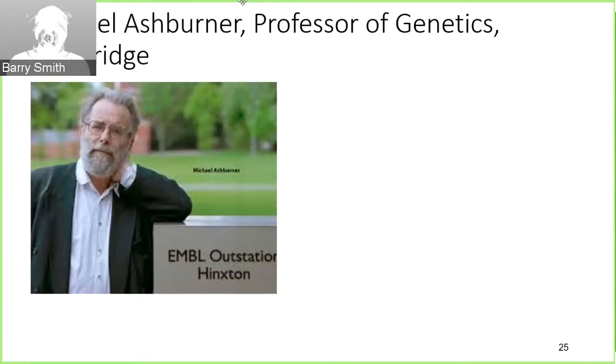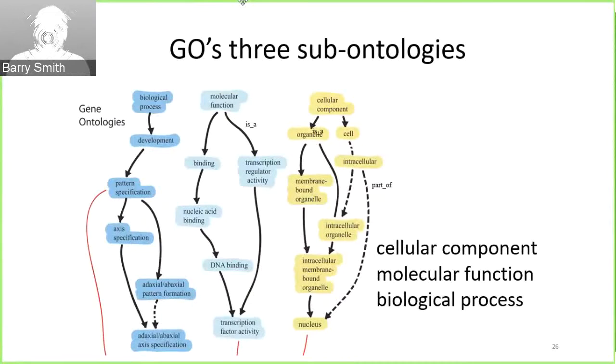And in return, he said that I would be in charge of the logic of the gene ontology henceforth, which is the work I've been doing in various ontology projects in biology ever since. So the GO has three sub-ontologies. Cellular component, molecular function, and biological process. And these three sub-ontologies are the basis for a large fraction of the most important discoveries in biomedicine and biology research since the human genome was decoded.